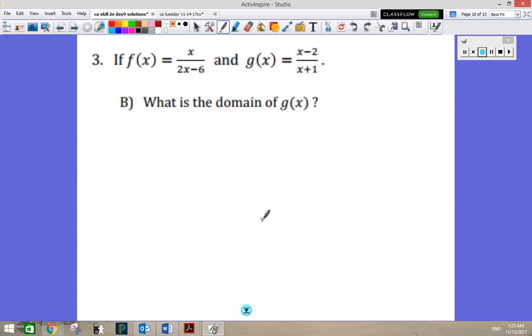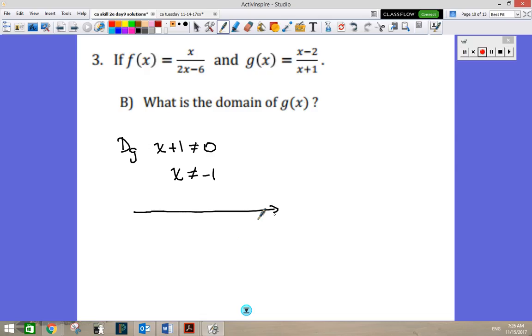Alright, so for the domain of g, it's the same idea, but it's even simpler to solve. We can't divide by 0. We don't have any square roots in either one of these to worry about. So for the domain of g, you can see by inspection that x can't be negative 1, because we need to prevent x plus 1 that's in the denominator. We need to prevent x plus 1 from ever equaling 0.